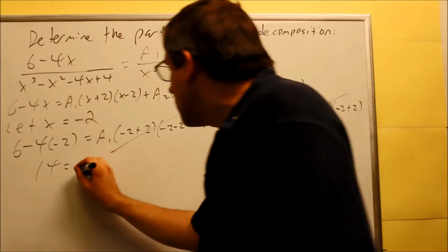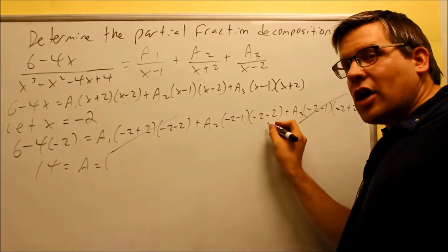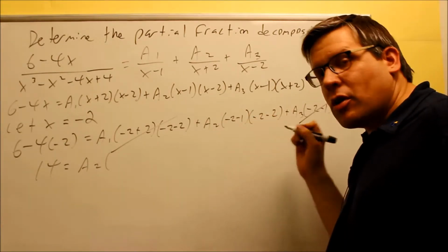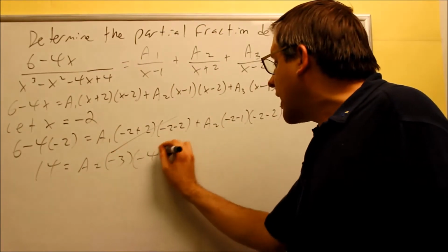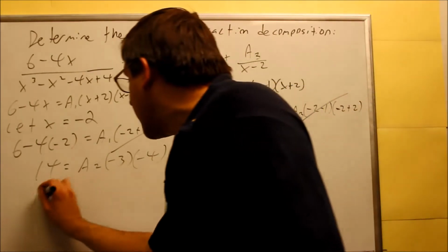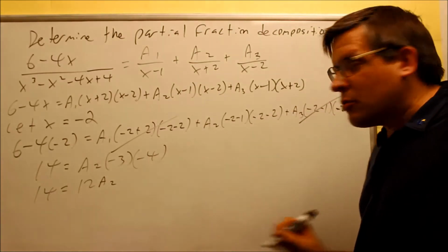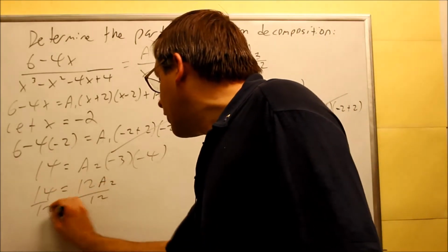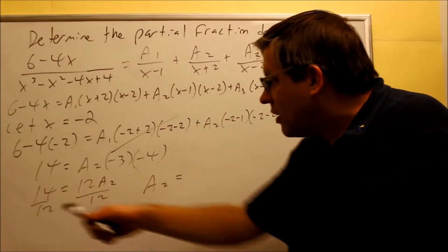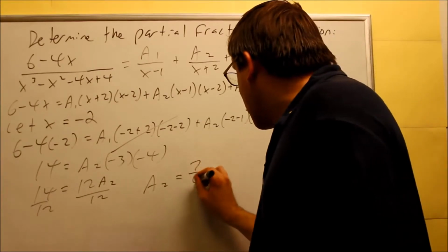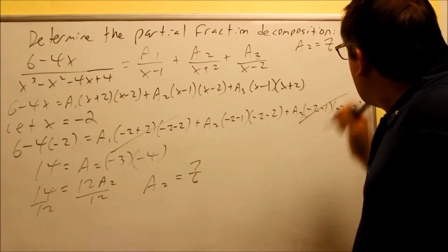So all I have left is a2, and then I'm going to work this out for each one inside the parentheses. I need to do that first before I multiply them. So I'm going to get -3, and then this is going to be -4. When I multiply out, 14 will equal 12 times a2. So I'm going to divide both sides by 12, and I get my value for a2. I can divide a 2 out of each of those, and I get 7/6. So a2 is 7 over 6.